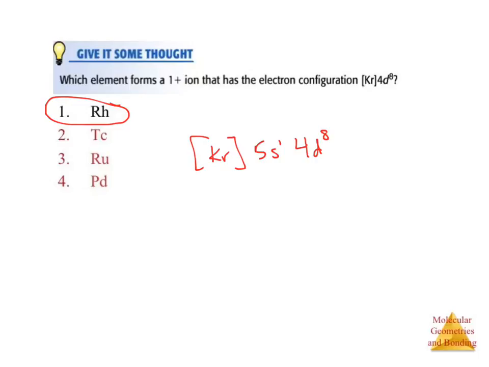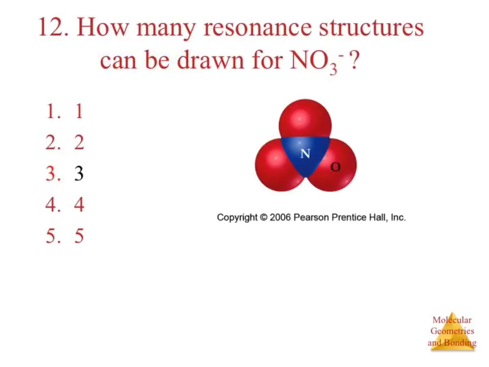That's why it's 4d8. So why did one of the electrons move into the 4d orbital? That's the real question, and a good question. I have no idea why. But that's its configuration. Is that something I'm going to have to know?